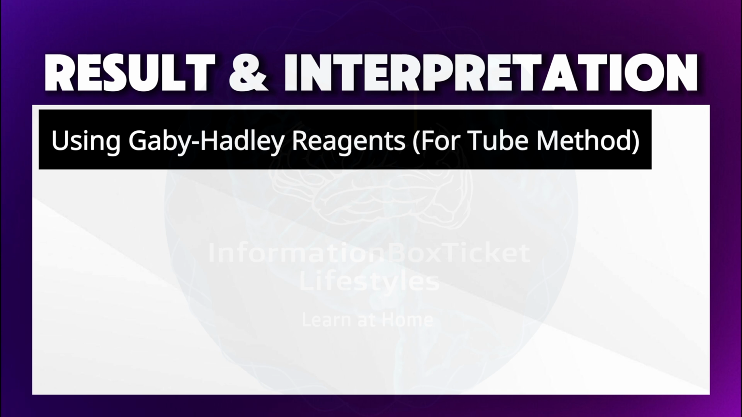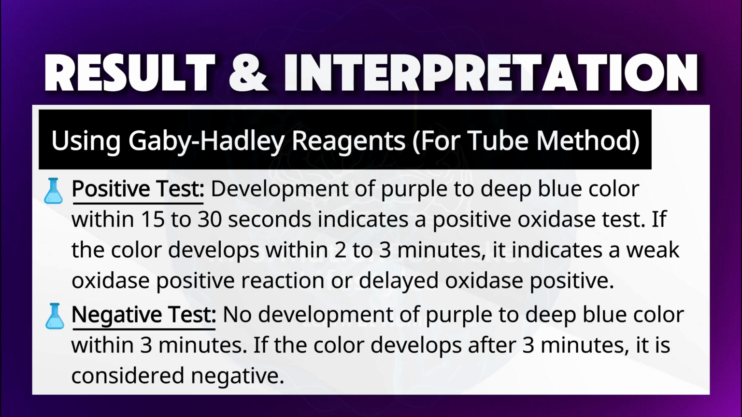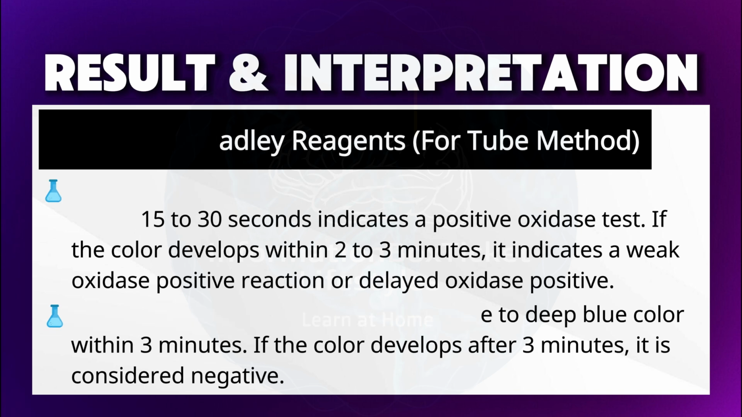Using Gaby-Hadley reagents for tube method. Positive test. Development of purple to deep blue color within 15 to 30 seconds indicates a positive oxidase test. If the color develops within 2 to 3 minutes, it indicates a weak oxidase positive reaction or delayed oxidase positive. Negative test. No development of purple to deep blue color within 3 minutes. If the color develops after 3 minutes, it is considered negative.